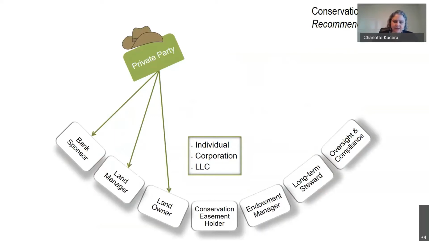So keep in mind here that while other connections may be possible, these are the recommended roles through the conservation banking lens. So for a private party, that would be an individual, a corporation, or a limited liability company. The typical roles that they would play are bank sponsor, land manager, and/or landowner. The same private entity may simultaneously play the role of bank sponsor, land manager, and landowner for a given bank. That is, they could assume all of those roles.